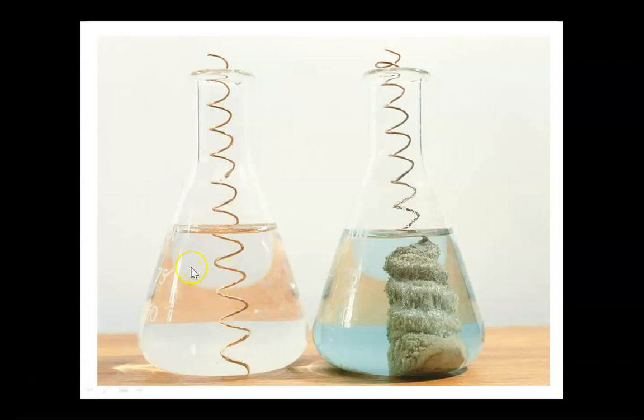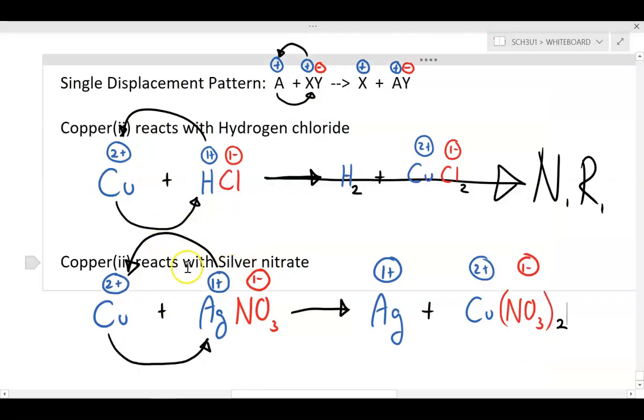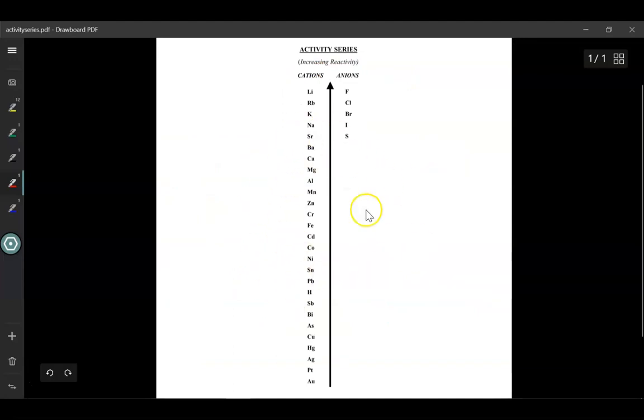The copper could not bump out the hydrogen. It was not reactive enough. There is no reaction. It just sits there. Alright, so for single displacement reactions, you must always consult the activity series to find out who can bump out who. Only the most reactive elements can bump out the less reactive elements.